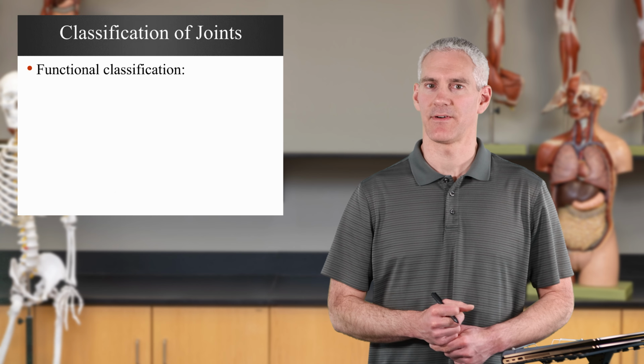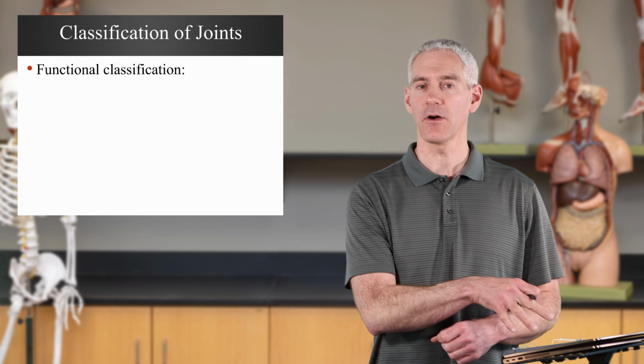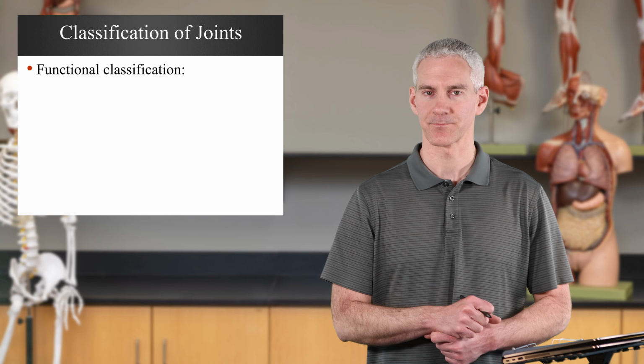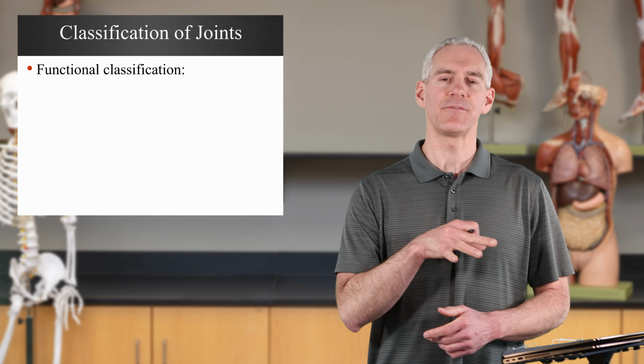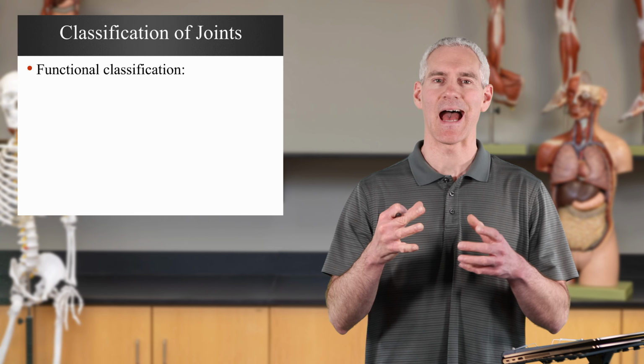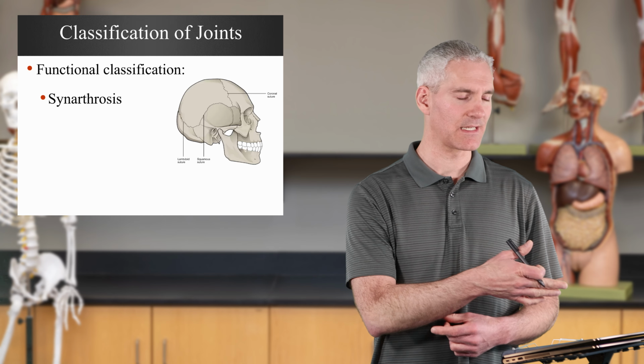We have to be able to classify joints though. There's going to be 2 different ways to classify. There is the functional classification we'll start with, and then there'll be the structural classification. The functional classification is how they move. So first off, we have this synarthrosis.